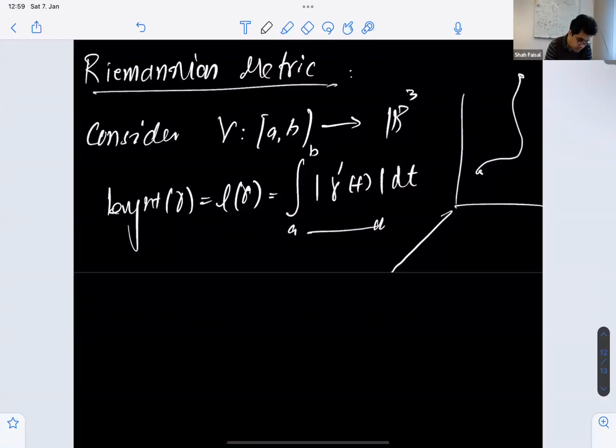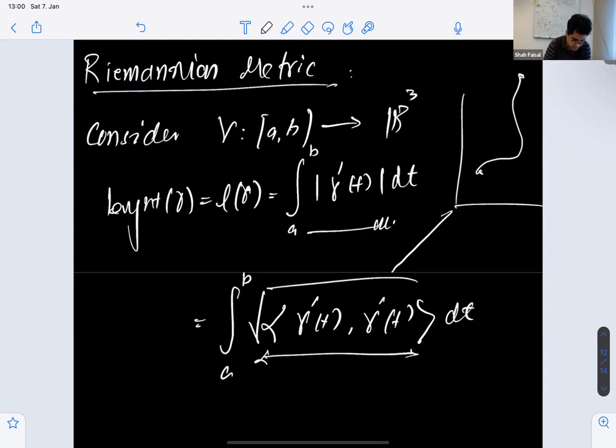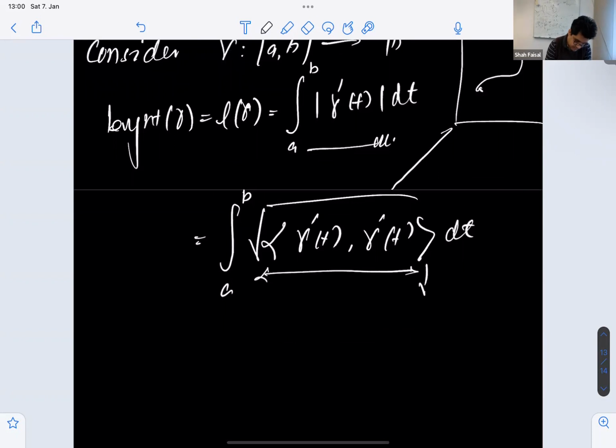If you look a bit closer at this formula, you can write it like this. So you have the inner product, the dot product in the Euclidean space, of gamma prime of t with itself. The prime denotes the time derivative. So you get two vectors, you take the dot product, and then you take the square root and you integrate. This is basically the norm of that vector. And this is basically the standard inner product.